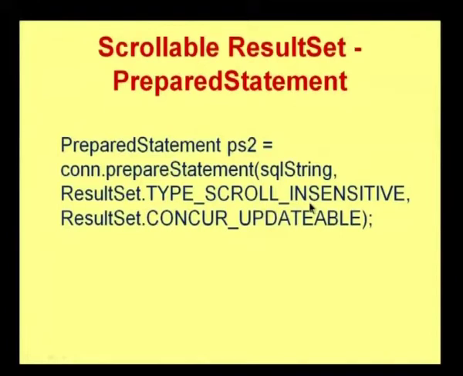We have already seen various scroll types. You can also set that. And here, ResultSet.CONCUR_UPDATABLE means that while one particular person is accessing, another person can update that particular result set's values.